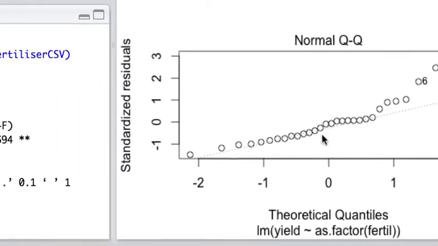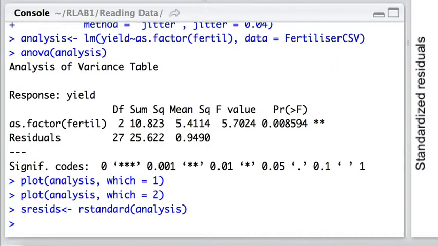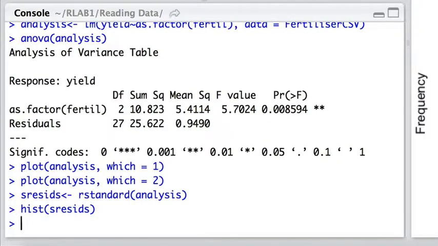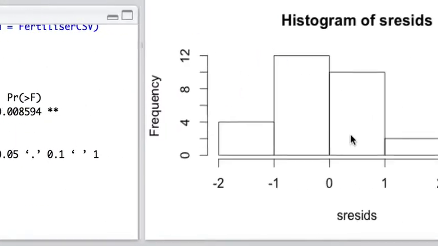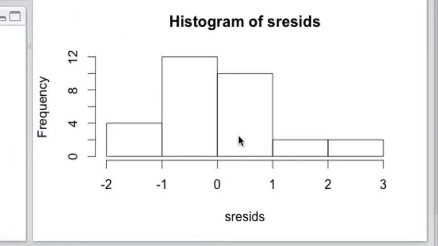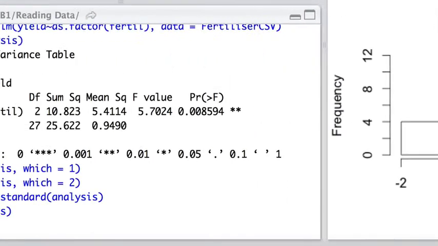So let's visualize that more directly, and we can first of all define the standardized residuals off that model fitting, simply calling up a variable name sresids, and rstandard is the function for extracting those residuals. And then we're going to simply plot the histogram of those residuals, and this is what we see here. So although we don't really have that much data to really evaluate this assumption of normality, there does seem to be something of a positive or right-hand skew in these data, but nothing too much to get concerned about.